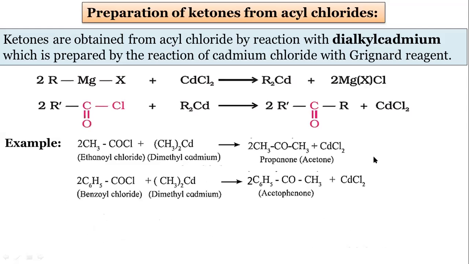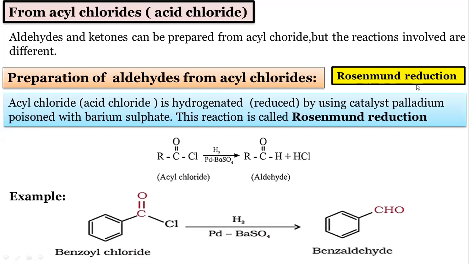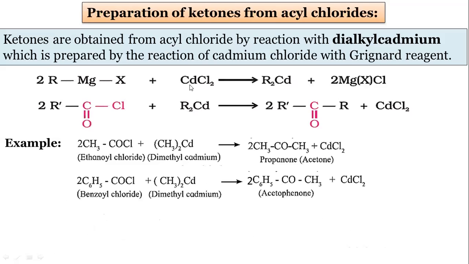Then, by using the Rosenmund reaction, we can prepare only aldehydes. For the preparation of ketones, we have to use cadmium chloride. Ketones are obtained from acyl chloride by reaction with dialkyl cadmium. This dialkyl cadmium is first prepared by the reaction of cadmium chloride with Grignard reagent. First, we have to prepare this dialkyl cadmium.